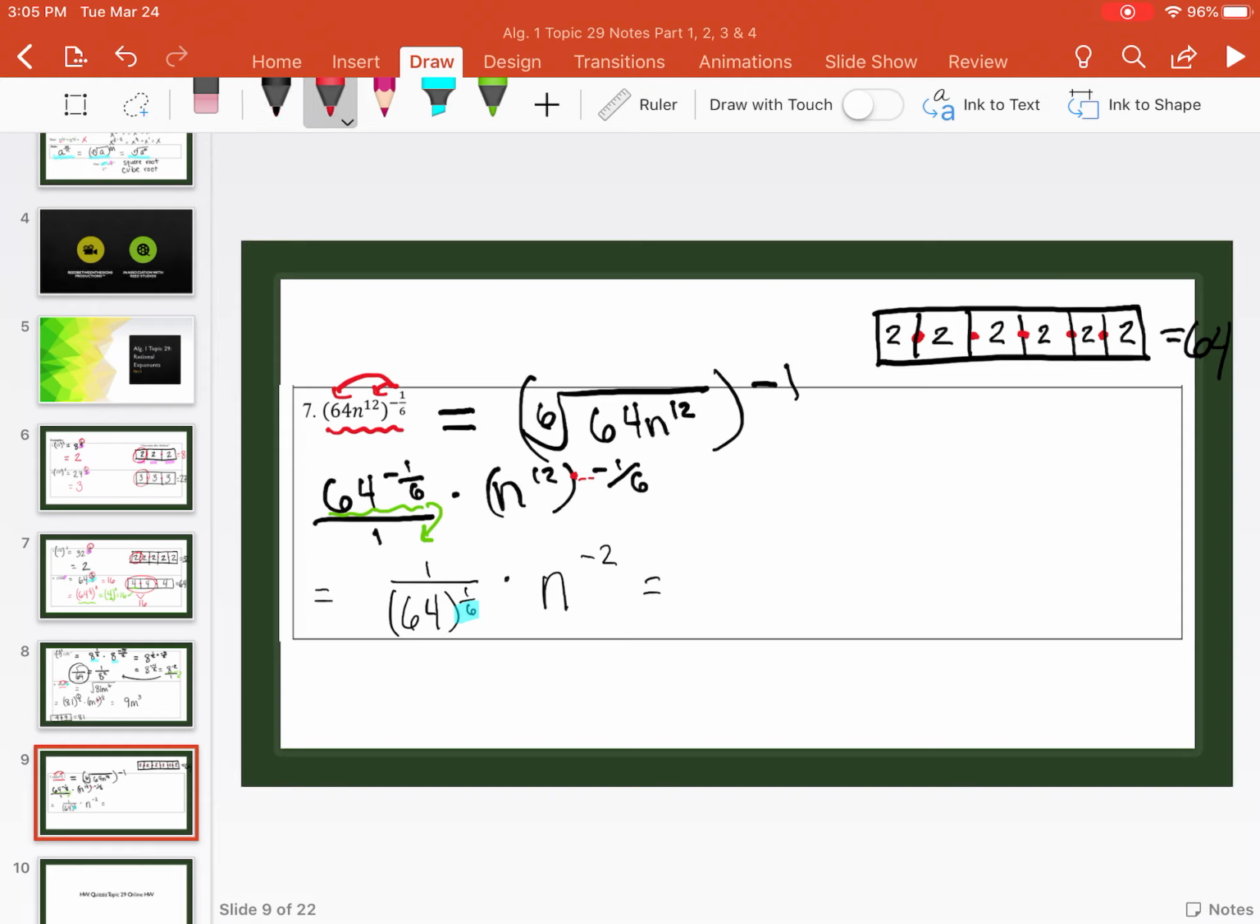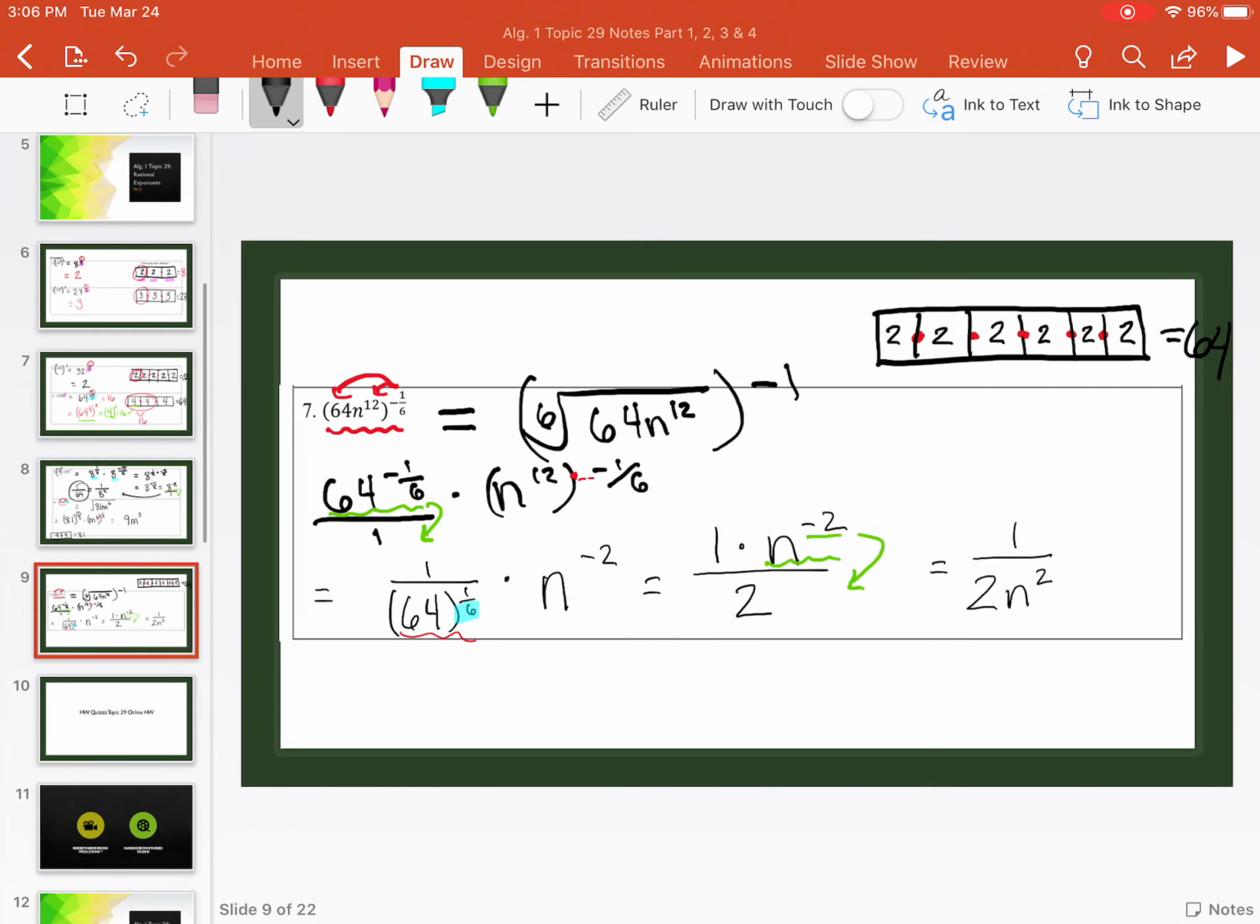But notice here how we're dealing with the denominator. So my number is going to be in the denominator. So we're going to have 1 times n to the negative 2 over 2. Now again, with our variable, we see a negative exponent right here. So in order to change that, we're going to take that entire variable and move it to the denominator. So that will give us 1 over 2n squared. And that's our answer. Whew, see, not so bad.